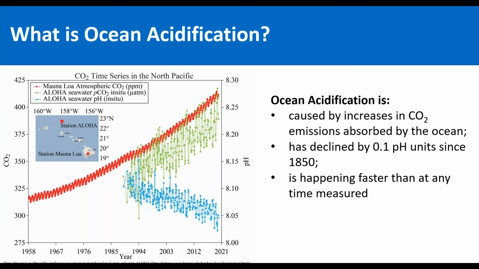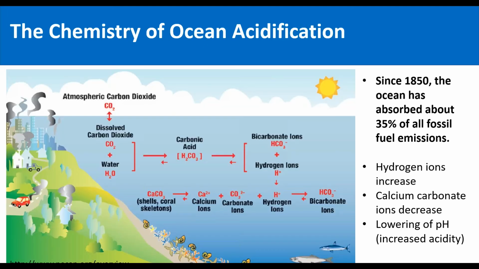And then estimates of future CO2 levels, if we do business as usual, indicate that by the end of this century, we're looking at surface waters where we could have acidity levels nearly 150% higher, resulting in pH in oceans that we haven't seen in tens of millions of years. So it's a very big concern. Next slide, please.